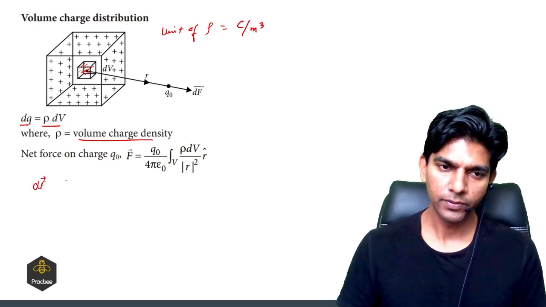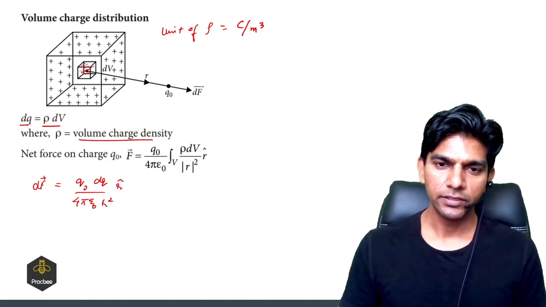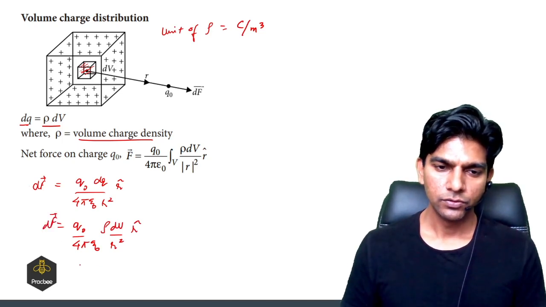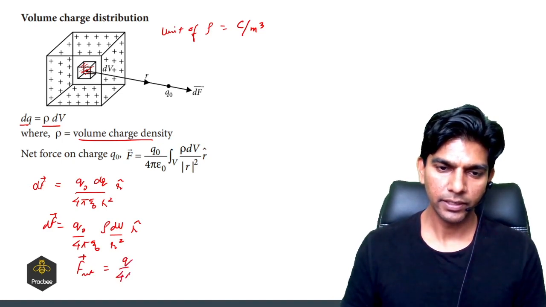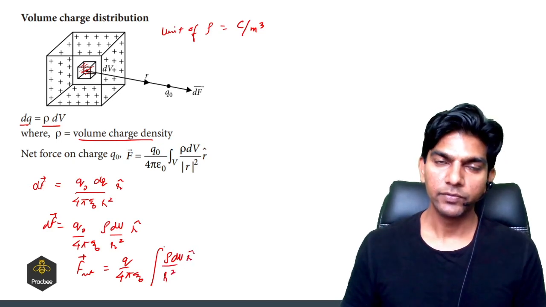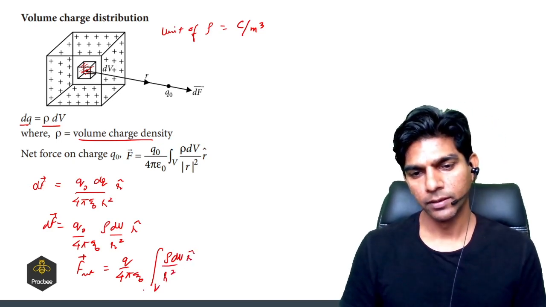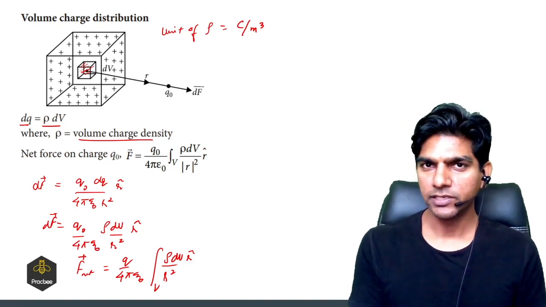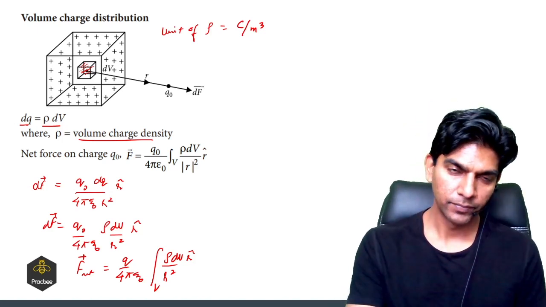So dF will be q naught times dq divided by 4 pi epsilon naught r square r cap, and dq is nothing but rho dv, right? So q naught upon 4 pi epsilon naught rho dv upon r square r cap. So the net force on the charge will be q naught upon 4 pi epsilon naught integral rho dv upon r square r cap, and we have to do this integration over the entire volume. The same question has been asked in the board exam, so you should know how to find that.